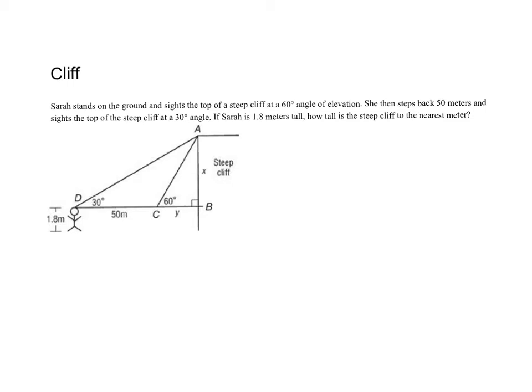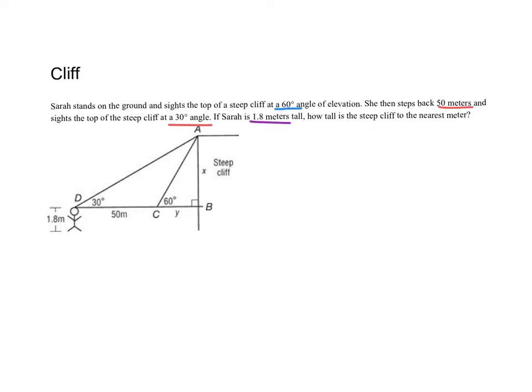Sarah stands on the ground and sights the top of the steep cliff at a 60-degree angle of elevation. She then steps back 50 meters and sights the top of the cliff at 30 degrees. Sarah is 1.8 meters tall. How tall is the cliff to the nearest meter?